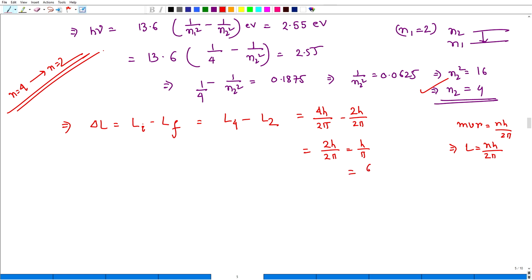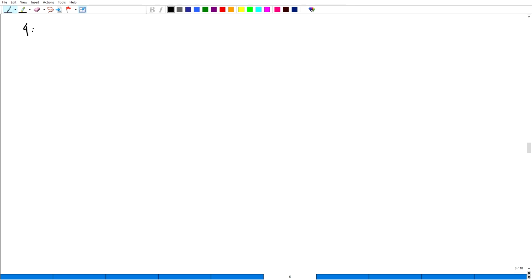h by pi is 6.626 into 10 to the power minus 34 joule second divided by pi, which is 3.14. So we can calculate this, there is no issue. So what will be the value? It's 6.626 divided by 3.14. Okay, so it's 2.11 into 10 to the power minus 34 joule second. So this is the change of angular momentum. Okay, so I think this question is also an easy question, not that difficult. Okay, so coming to the next question, question number 4.